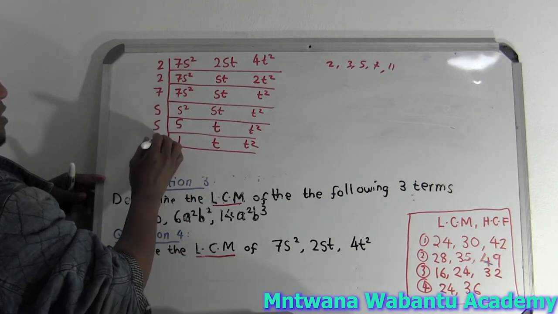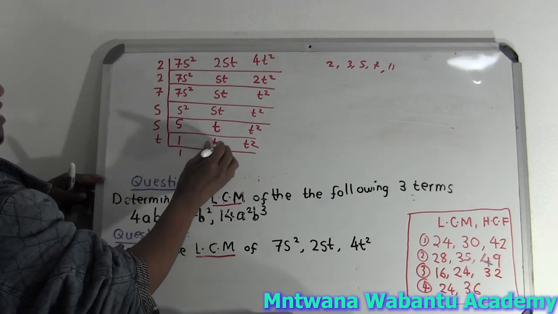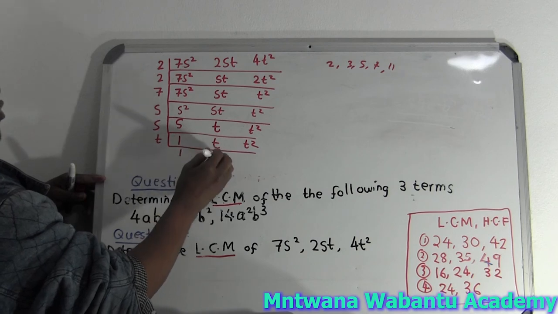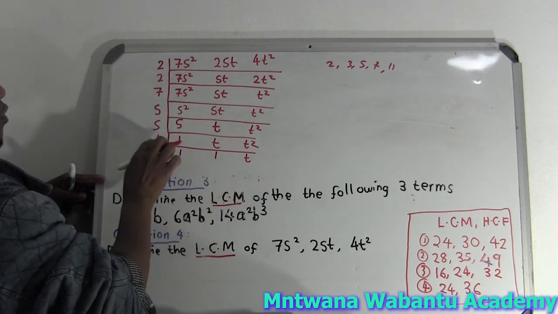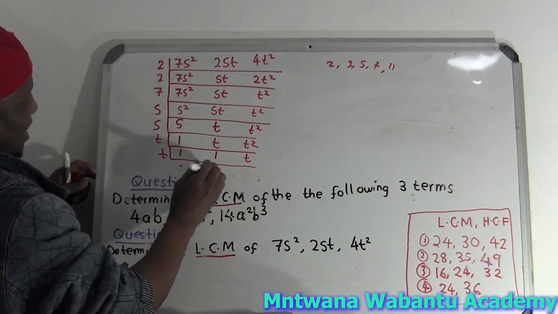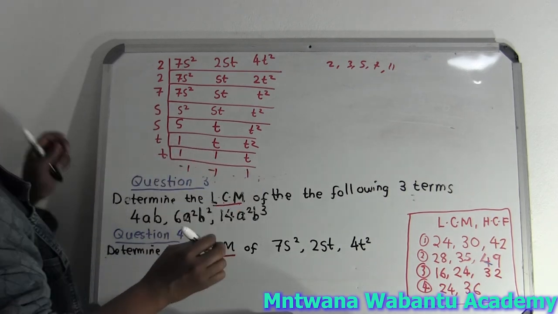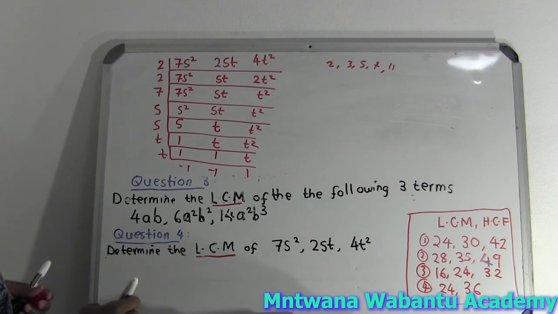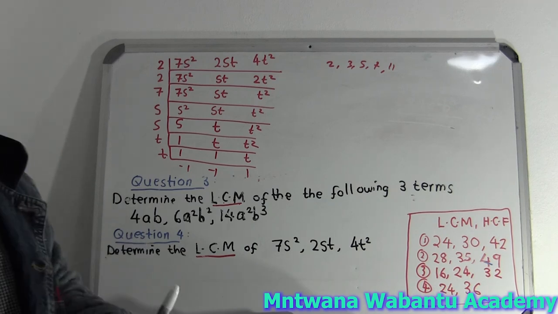Now we go with T, so this is 1, and this T went out, like it's gone already, so we're left with 1. And yes, one T went out, we're left with 1 T. T, nothing, nothing, 1, 1, 1, okay. So now we see we only have an LCM here, okay?